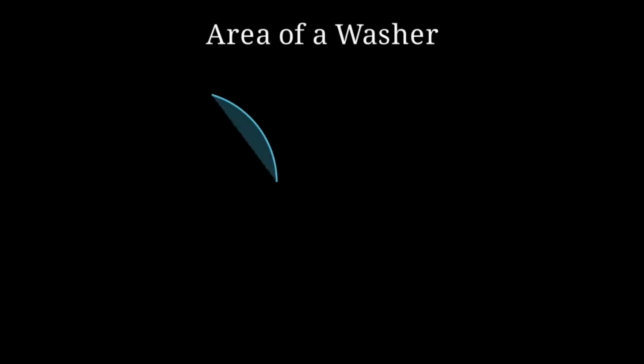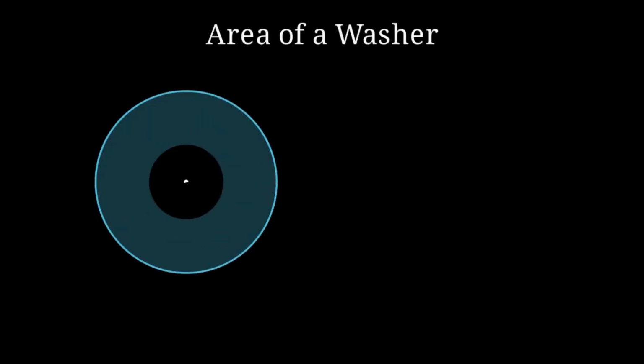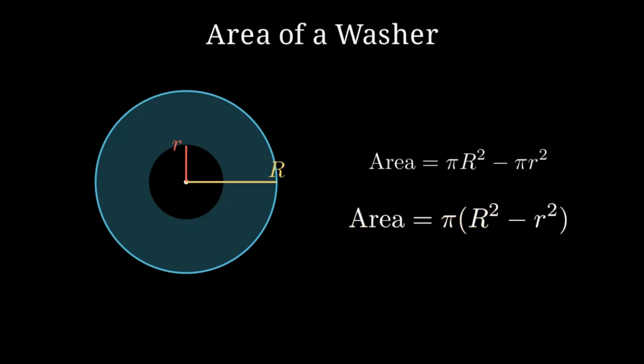Let's look at the geometry of a single cross-section. A washer is just a large circle with a smaller circle removed from the middle. The area of the large circle is pi times the outer radius squared, and the area of the hole is pi times the inner radius squared. Subtracting the two gives us the area of the washer's face.